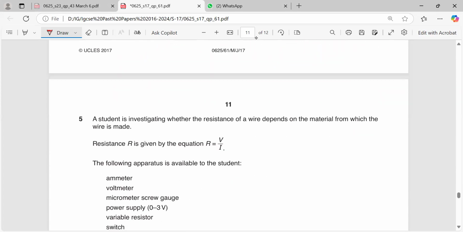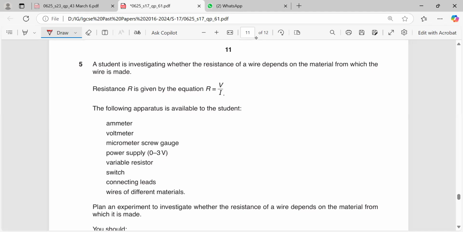Now, my dear friends, planning question, of course. A student is investigating whether the resistance of a wire depends on the material from which the wire is made. So resistance is dependent variable or quantity, and material is independent variable, and we change independent variable and see the effect of this on the resistance. Resistance can be found by the formula R is equal to V over I.